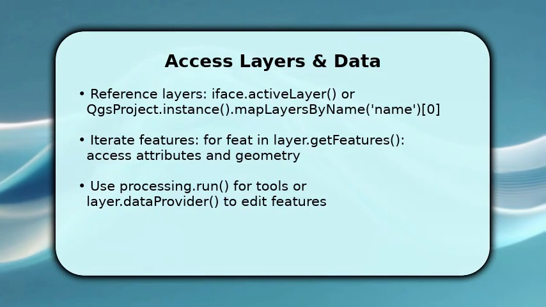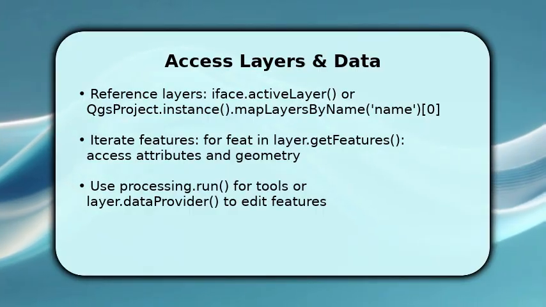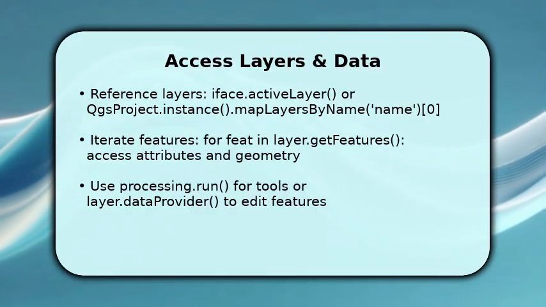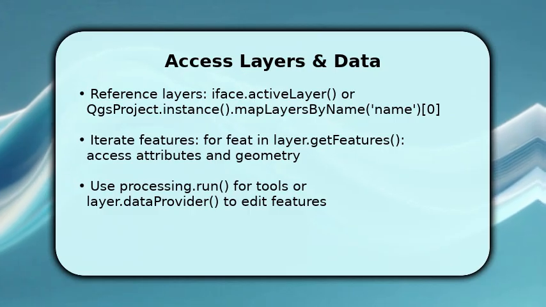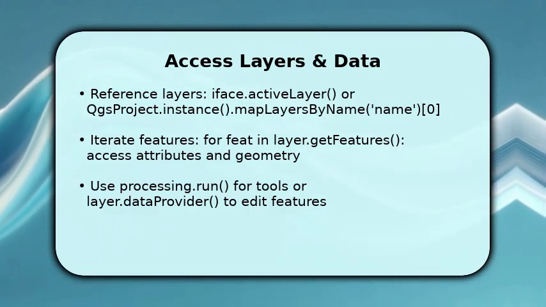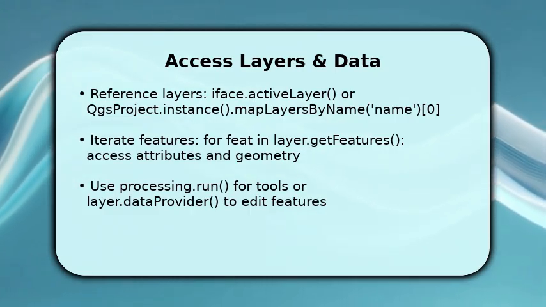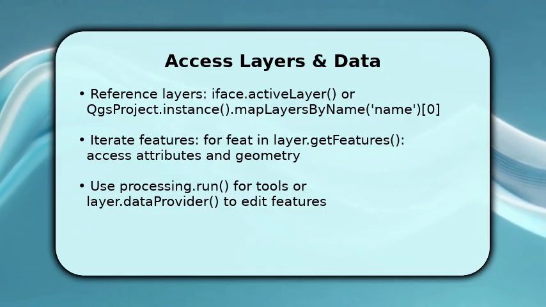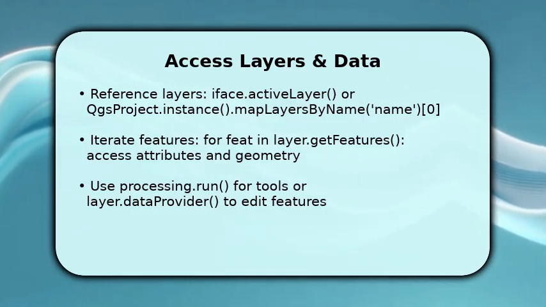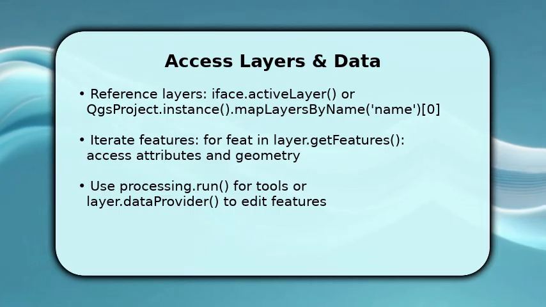Now you target data. Get the active layer via iface.activeLayer(), or fetch by name with QgsProject.instance().mapLayersByName('layer name')[0], then iterate features using for f in layer.getFeatures(), and read attributes with f['field'] or geometry with f.geometry(). This is how you inspect and manipulate records.